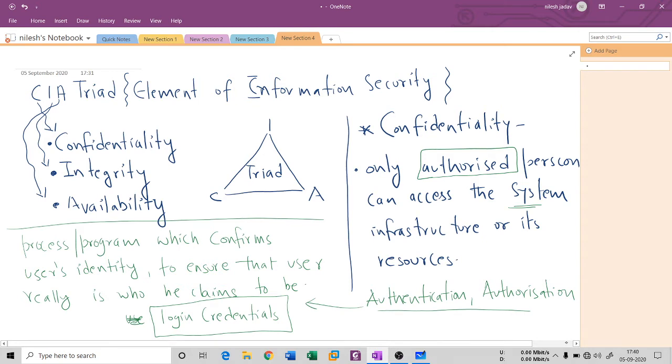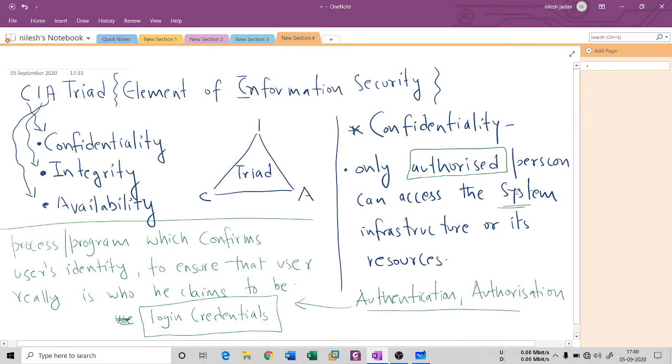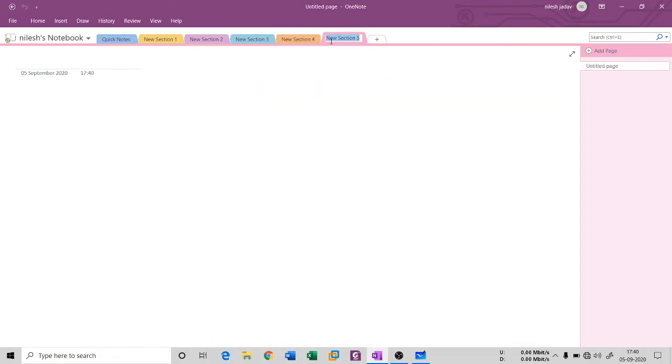So what I can do, I can scroll it a little so that I get a space here. It's not working or what? So it's not going to work. So no problem, I'll take a new section here and let you explain what the authentication factors are.